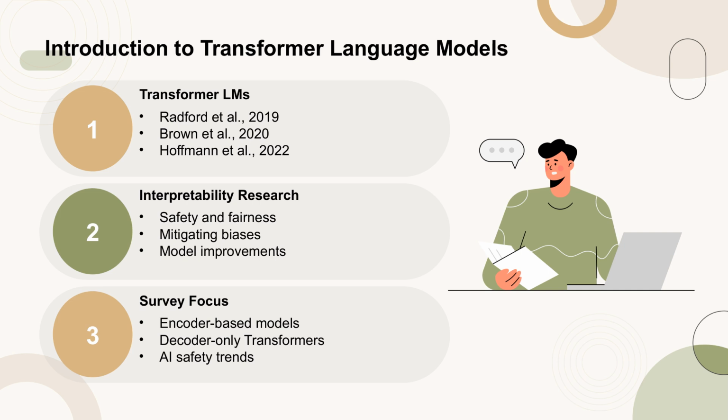The introduction highlights the development and widespread use of transformer-based language models, such as those by Radford, Brown, and Hoffmann. Understanding the inner mechanisms of these models is crucial for ensuring their safety, fairness, and for driving improvements. The NLP community has seen an increase in interpretability research, leading to new insights into model functioning. Existing surveys have covered various techniques in explainable AI and their applications in NLP, with a focus on both encoder-based models like BERT and decoder-only transformers.